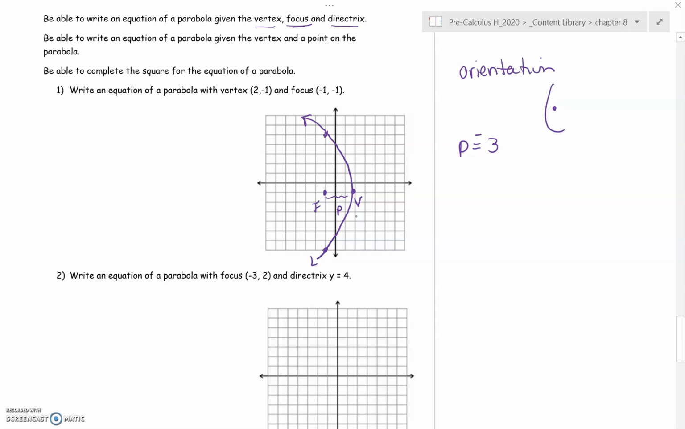They want an equation. So since it's opening to the left, we know that the general equation has the y squared. We know the vertex. We can slide that in there for h and k. And we also know the p is -3, so that we know 4p is -12. So there we go. We've got a great equation. Let's go ahead and try number 2.